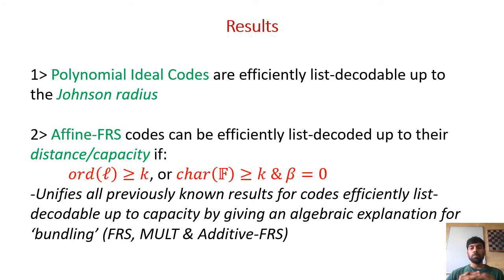And the main punchline is that we can abstract whatever we know about folding and bundling into this nice algebraic family of codes known as affine folded Reed-Solomon codes, and they seem to capture, at least on the surface of it, the different codes like FRS, multiplicity codes, and additive folded Reed-Solomon codes.